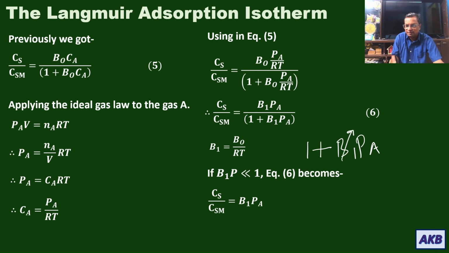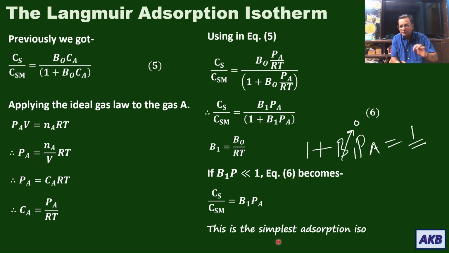So you can assume it to be 0. So in that case, it will be equal to 1. So with this possibility, the denominator becomes 1, and equation number 6 simply gets converted to this form. Cs upon Csm is equal to B1 into Pa.